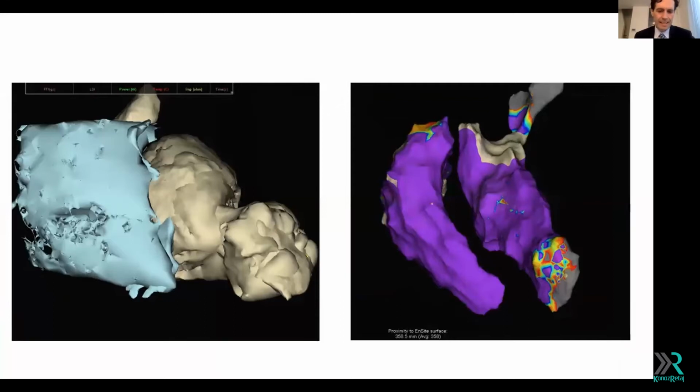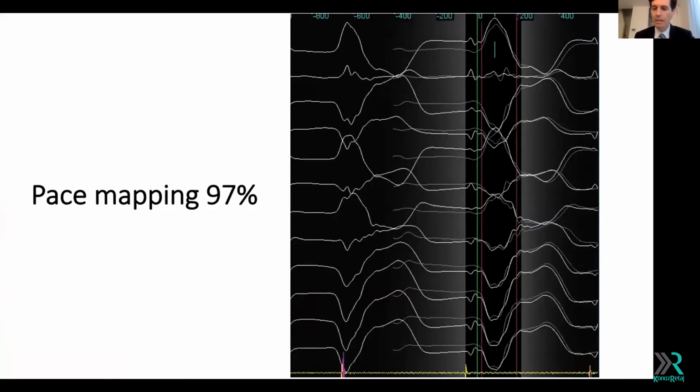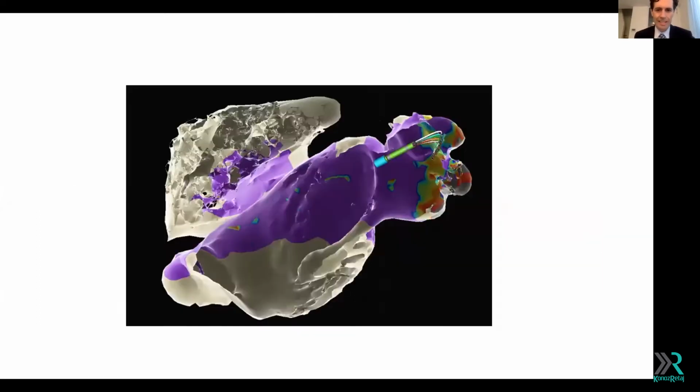You can see that the scanner matched very well with what we did. And also you are able to identify the activity, minus 45 milliseconds, of course, we're at the level of the apex, concordant with the electrocardiogram. And also one important thing is that with the high density grid, you can pace, and the pace mapping was very good for the electrophysiologist. If you are close to 100%, you are at the region of interest. And here it was close to 97.